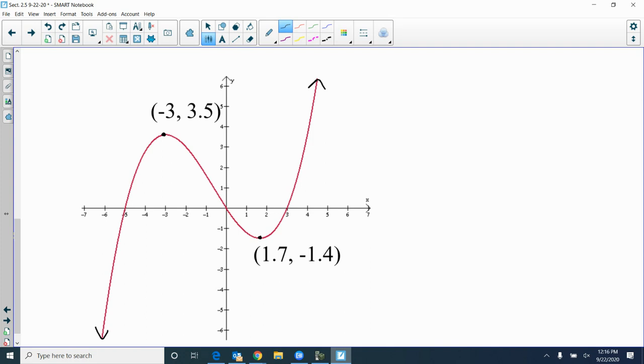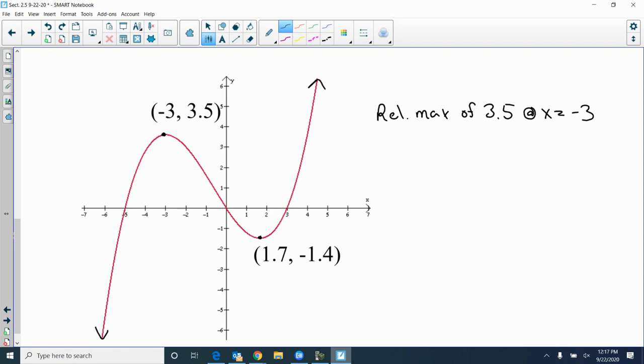All right, we're going to identify relative min, relative max, and then increasing and decreasing. So what we would say, this has a relative max of 3.5 at x equals -3. Okay. So relative max of 3.5 at x equals -3. Sometimes you'll just say the relative max is x equals -3.